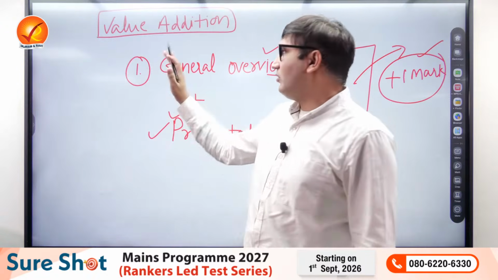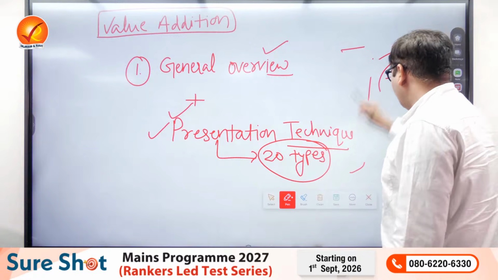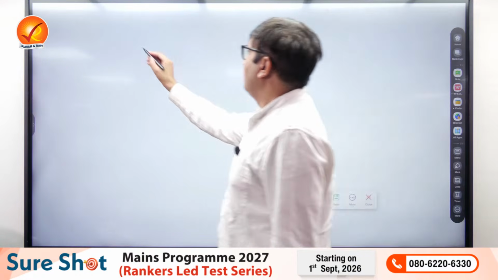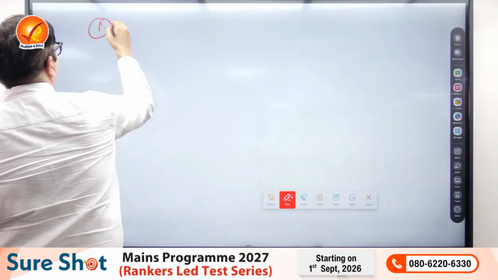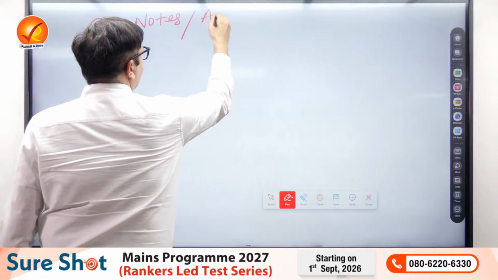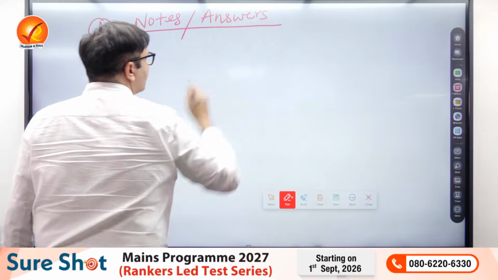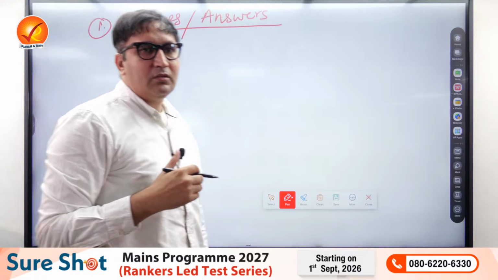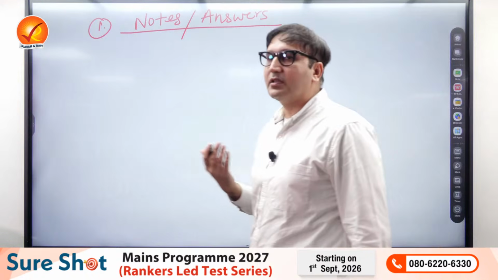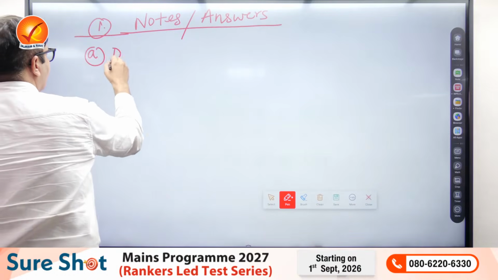Okay, so now let us see the general overview. In the general overview, what you will be doing for your notes or answers, because first it will go into your notes and then it will go into your answers. What are those things that you need to add? Let's start with the very basic. Very basic is when you are making notes, you are definitely writing the definitions.